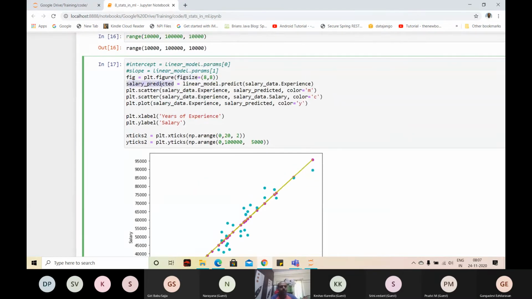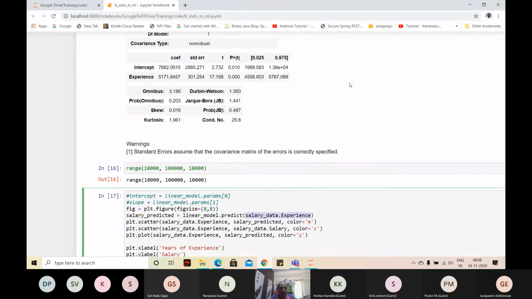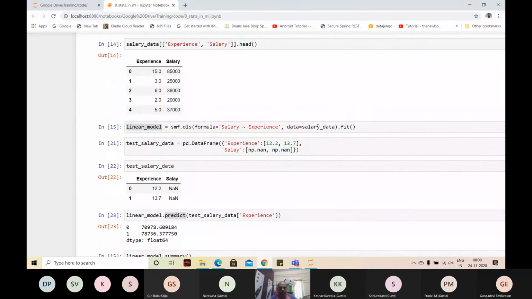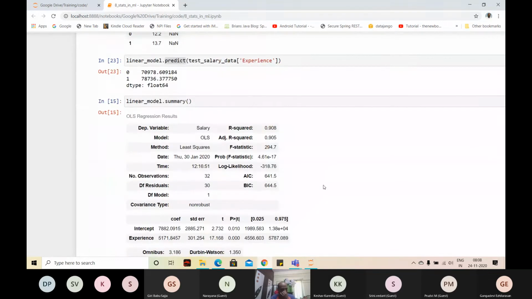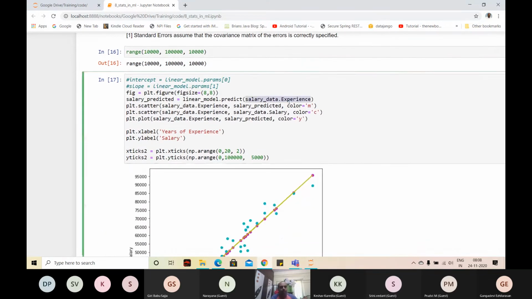And then salary predicted. So linear model dot predict, what I'm actually passing here is salary data dot experience. What is the salary data? See this here, the data with which the model was trained. That is called trained data. Generally, when we are building models, we'll have trained data and test data. I'll talk about it next week. This week, we just need to know what is trained data. So I have taken 32 records, passed them to the model and built the model, and used the same data to predict.